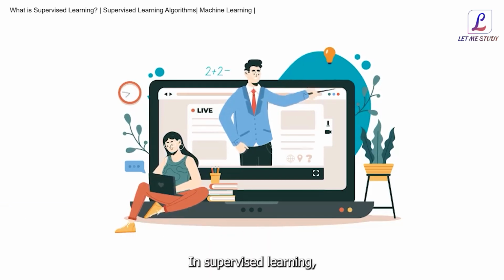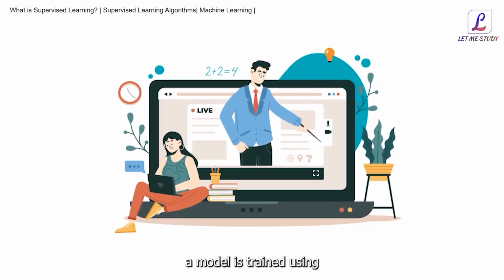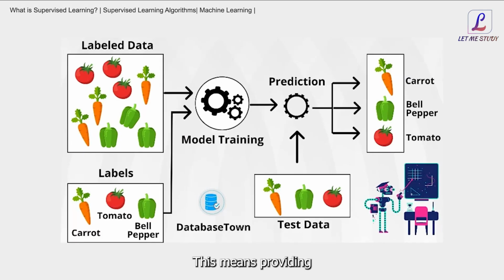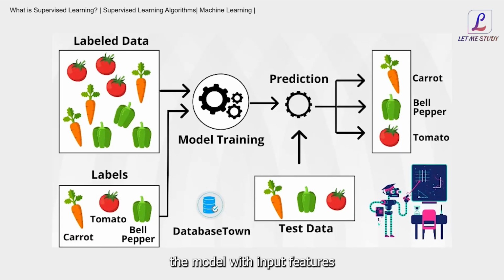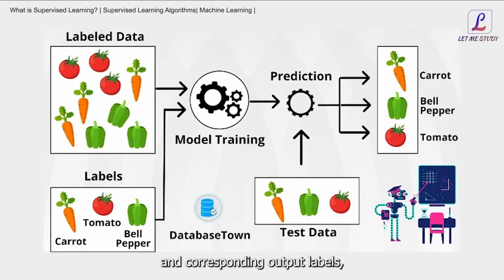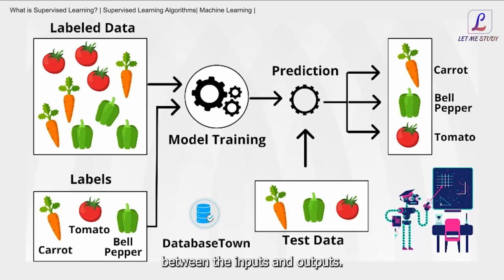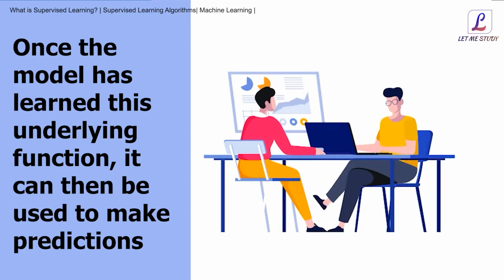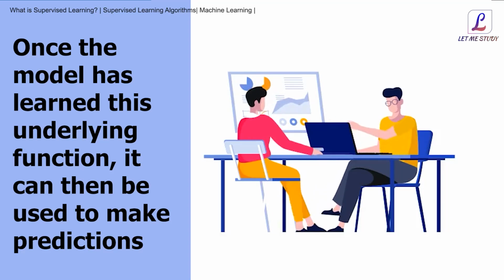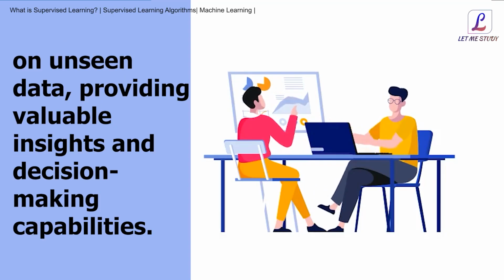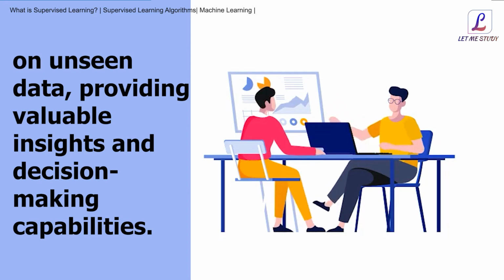The basics of supervised learning. In supervised learning, a model is trained using labeled training data. This means providing the model with input features and corresponding output labels, allowing it to learn the relationship between the inputs and outputs. Once the model has learned this underlying function, it can then be used to make predictions on unseen data, providing valuable insights and decision-making capabilities.